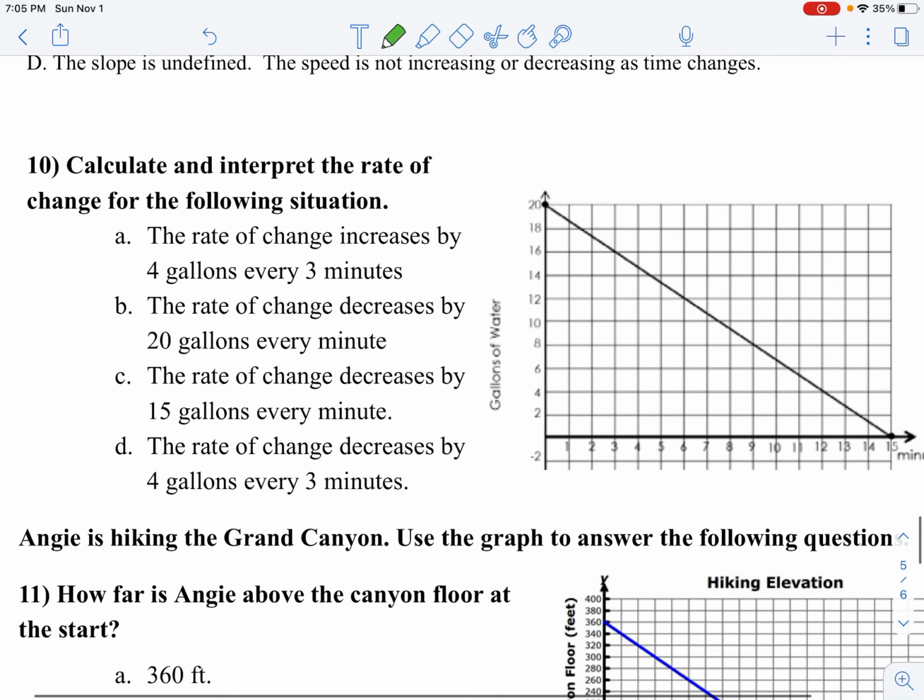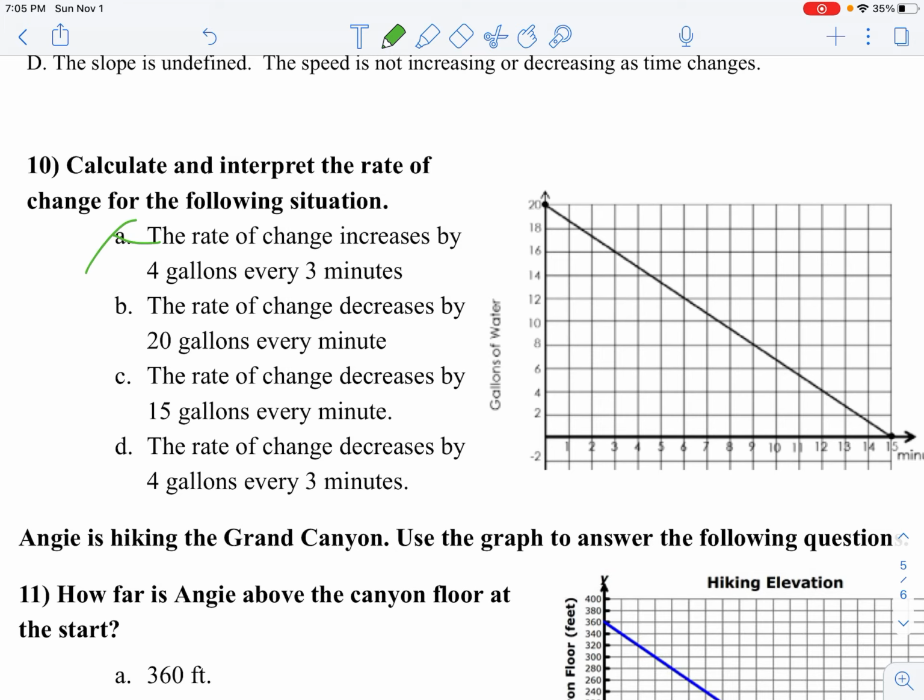Okay, moving on. Number 10. It says, calculate and interpret the rate of change for the following situation. So basically, it's asking for slope here. It says, first, the rate of change increases 4 gallons every 3 minutes. Well, my rate of change is not increasing, otherwise it would be going up like that. So it can't be A.